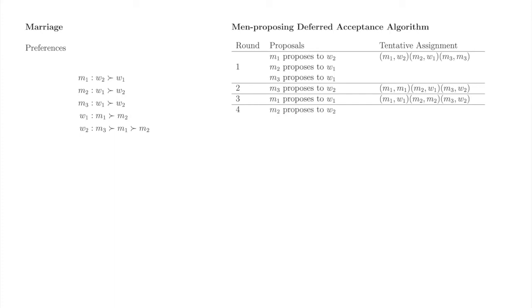Round 4 begins. M2 proposes to W2, his favorite woman who hasn't rejected him yet. The tentative assignment does not change because W2 rejects M2. Round 4 ends.